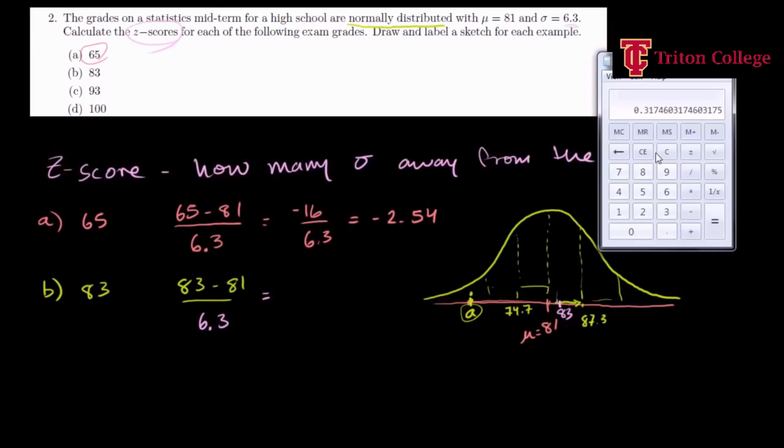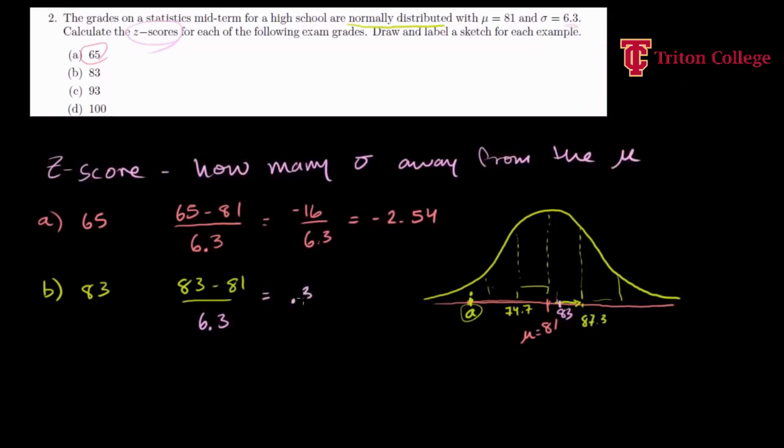I'll do this slowly. That gives us 0.317. So basically, I'm just going to put in here that a score of 83 would be 0.32 above our mean. So it would sit on our curve just a little bit over the mean here, right before one standard deviation, just a little bit to the right of our mean.